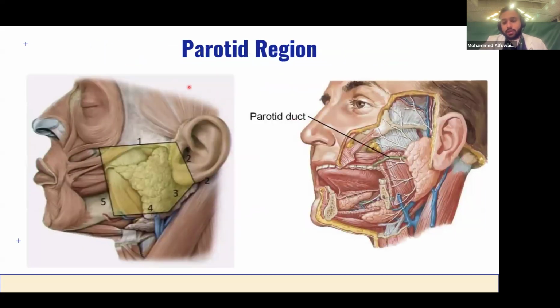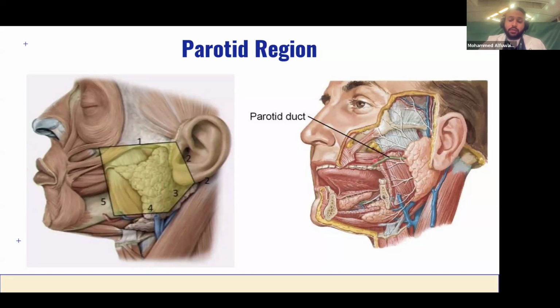Then the parotid region. The parotid region is superficial. Its borders: anteriorly is the buccinator muscle over here, the zygomatic arch superiorly, then you'll have the external ear, then the sternocleidomastoid, and over here is the angle of the mandible. These are the borders of the parotid gland.